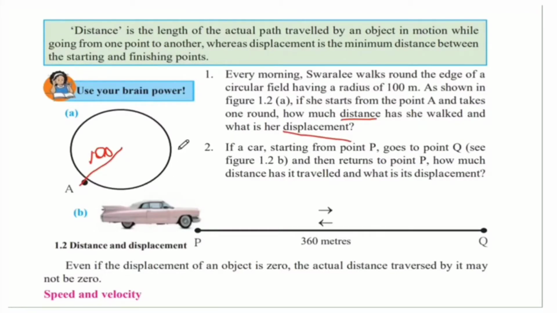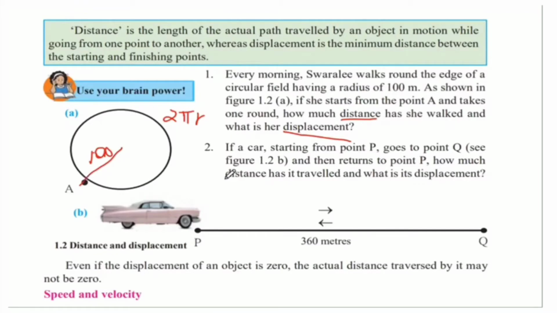So how do we calculate the distance that she has travelled? This is the starting point and this is the ending point. Her distance would be calculated by taking the circumference of the circle, which is 2 pi r, and in this case r is equal to 100. But her displacement would be 0. Why is that? Because the starting point and ending point are one. So because the starting and ending point are a single point, the displacement will be 0.